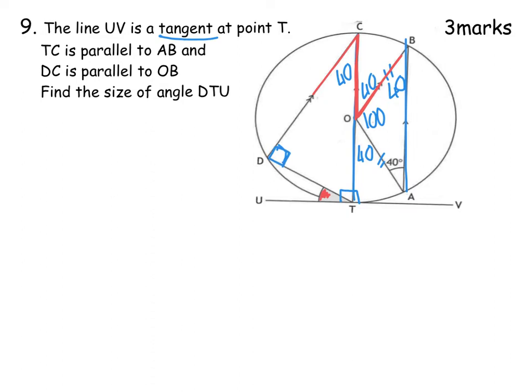And then that makes the angle down here at T. 90 plus 40 is 130. Take away from 180 makes this 50. And then that means that my missing angle, so DTU, is 90 take away 50, which is 40 degrees. So there's a lot of 40s going on in that one.